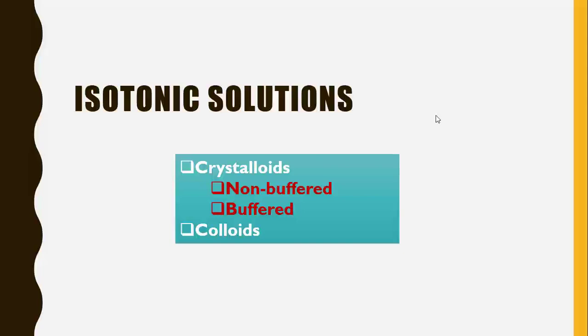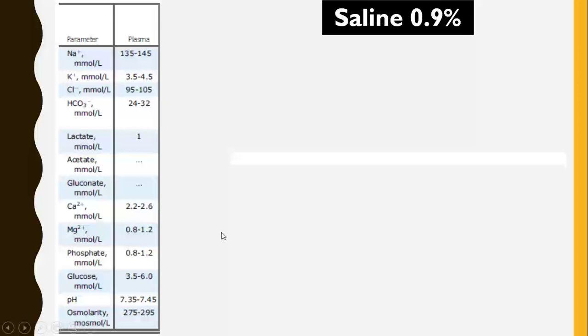The isotonic solutions. We have isotonic solutions, crystalloids, non-buffered or buffered according to the content of bicarbonate or alternatives to bicarbonate, as I will mention, and colloids. Let's start with the most famous one, the saline or sodium chloride 0.9%. This is the normal constituents of the plasma from electrolytes and the pH and osmolarity.